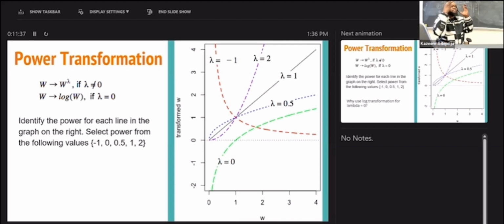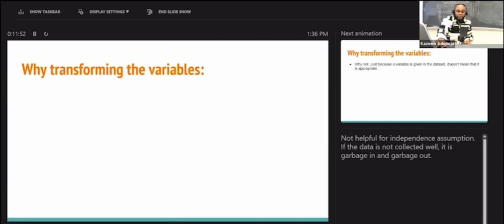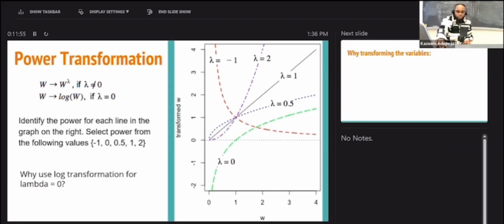So before you think of taking a logarithm of a variable, maybe you've seen something like that. Maybe you see a curve that looks like that. And that was why we use log transformation for lambda equal to 0, because we've already seen that the log transformation always resolves to that. Now, what are the values that I considered here? I considered from -1 to 2.